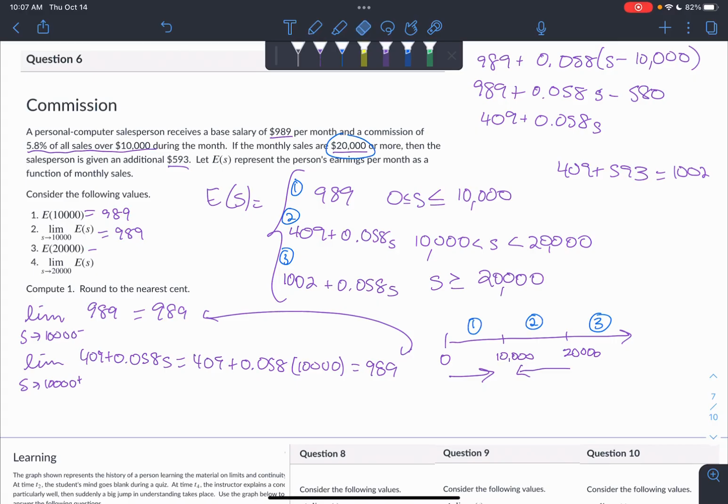All right, for E of 20,000, we have to look at the piece where S is equal to 20,000, so that's here, not here, because this is less than 20,000. So we're just going to plug it into that piece first.